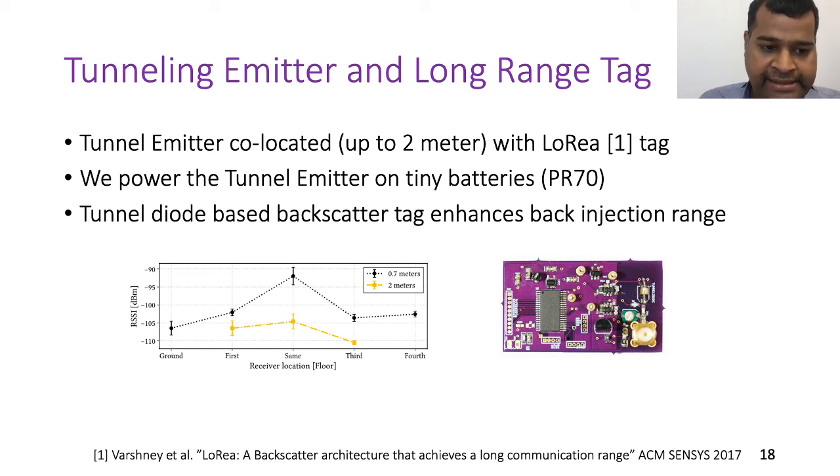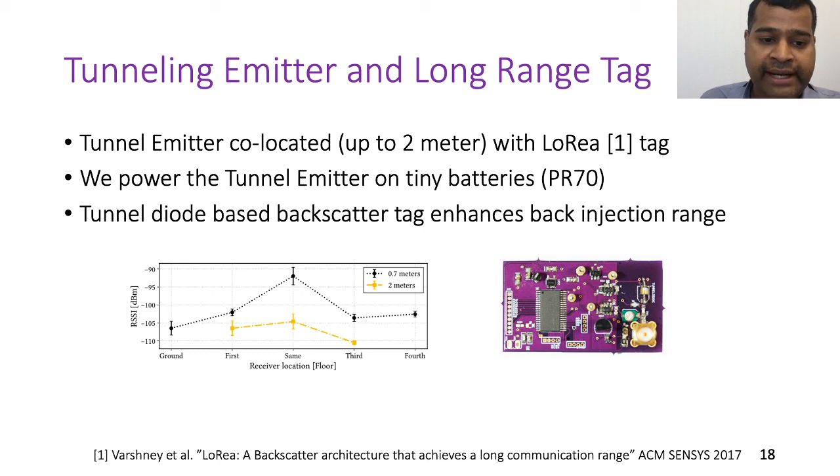We kept the backscatter tag at a distance of 0.7 meter and 2 meters away from the tunnel emitter. This distance is sufficient for the back injection phenomena. And we expect, because of the back injection phenomena, to achieve a range comparable to what we had achieved in our earlier work presented at SenSys. In this experiment, we also powered the tunnel emitter on small batteries that are used for hearing aids, the PR70 battery.